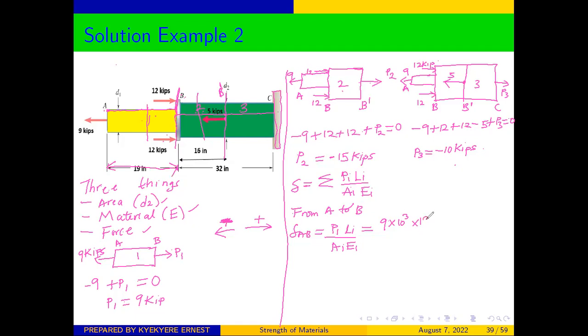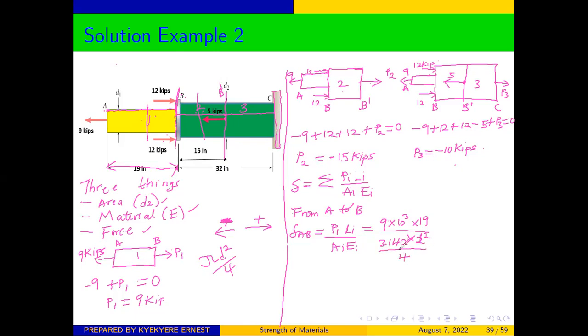So we are going to get times 19 over the area. We know that it is cylindrical in shape, so the area is going to be pi d squared on 4. So our area is going to be 3.142, pi, times the diameter. The diameter of that side, we are told from the question, small d1 is 2. So we have 2 squared over 4.